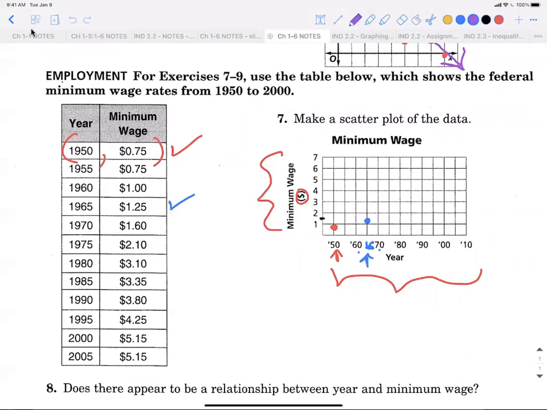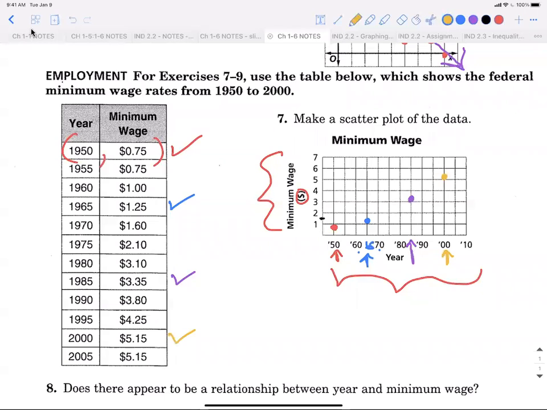And then I'll skip down here. We'll go 1985, which is right here between 80 and 90. And in 85, it was 3.35. So I'm going to go up to 3 and then just a little bit up over 3 because I want 3.35. Notice I can't be exact. Best you can. It's just a little over 3. And then we'll graph 2000 at 5.15. So in the year 2000, we go up to 5.15, just a hair over 5. Now, of course, you're going to have more points on yours, because you would graph them all. But for time's sake, I just want to graph some of them.